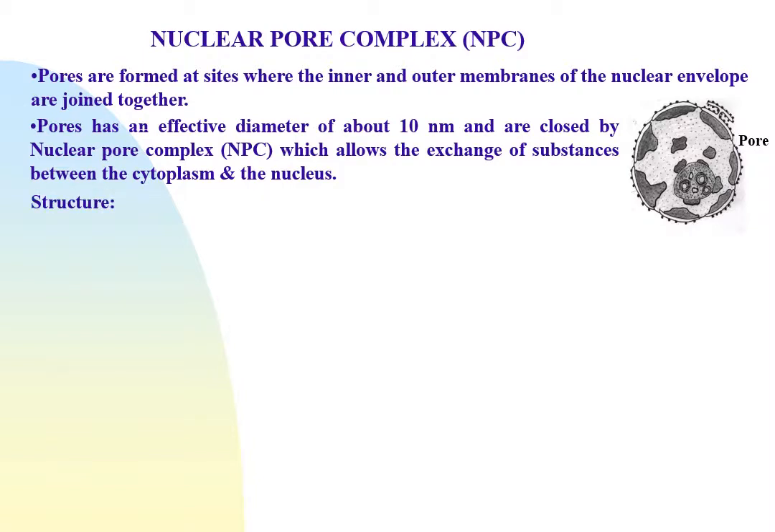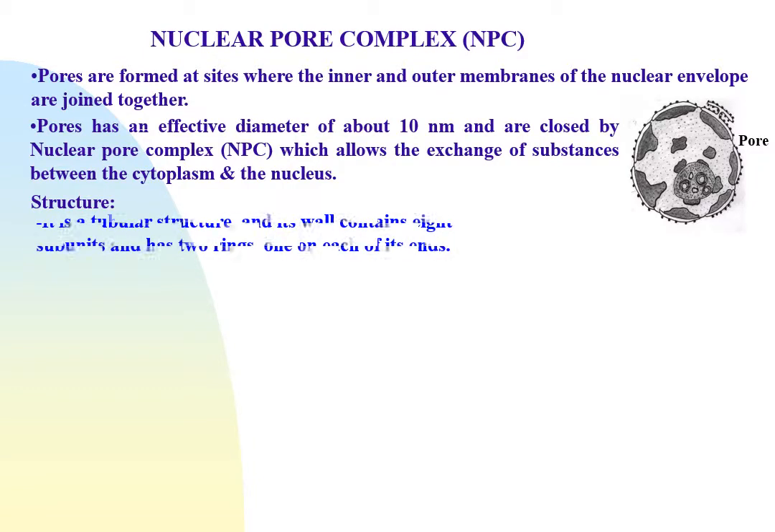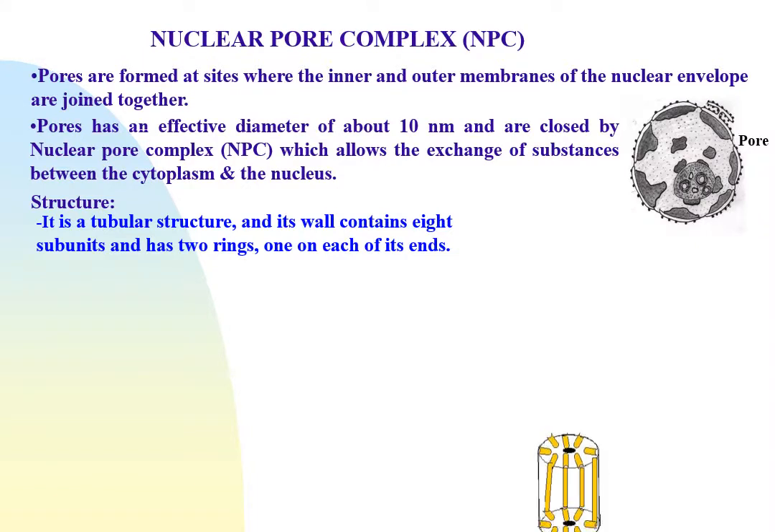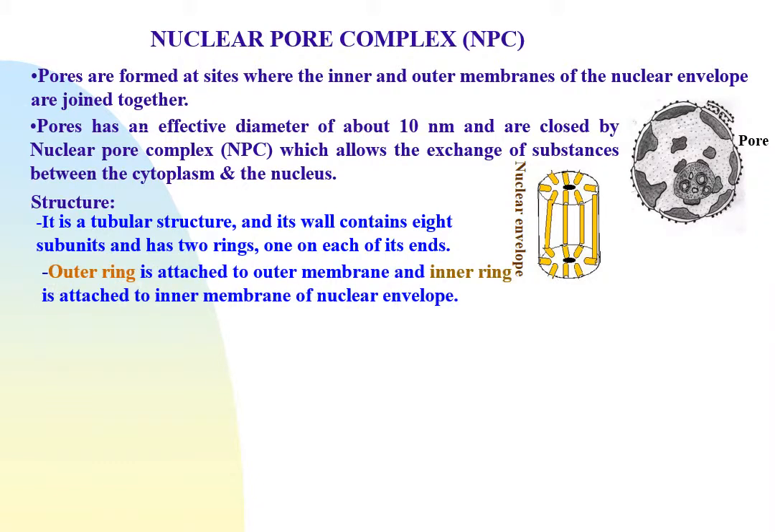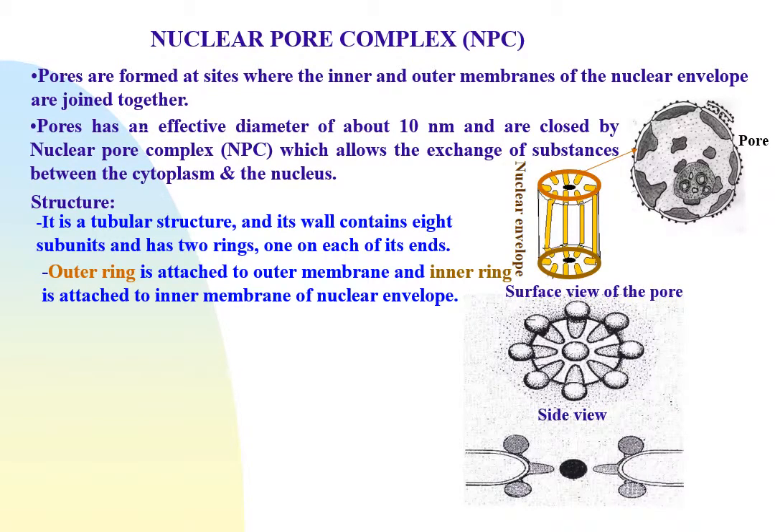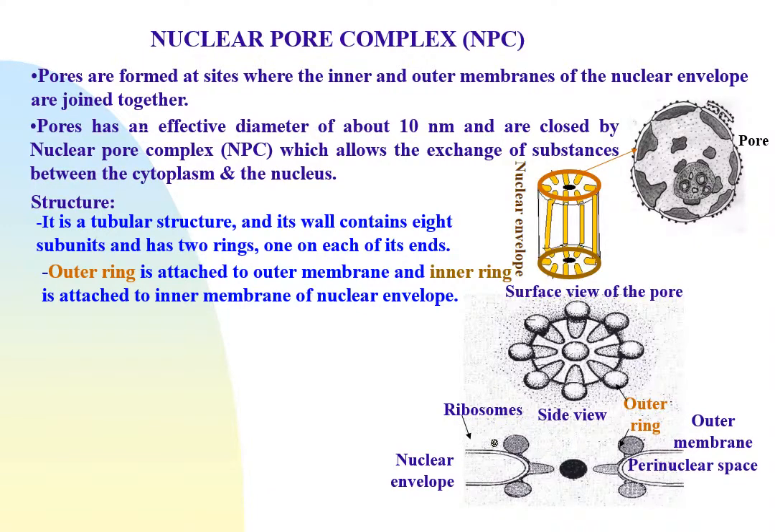Structure. It is a tubular structure and its wall contains 8 subunits and has 2 rings, one on each of its ends. Outer ring is attached to the outer membrane and inner ring is attached to the inner membrane of the nuclear envelope. 8 radial spokes extend inwards from the subunits towards a central granule or plug.